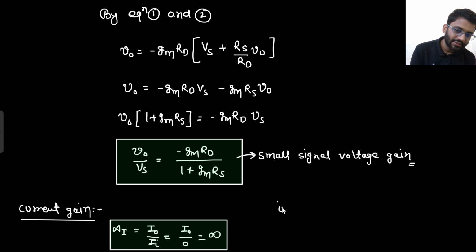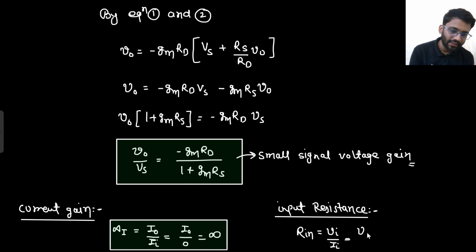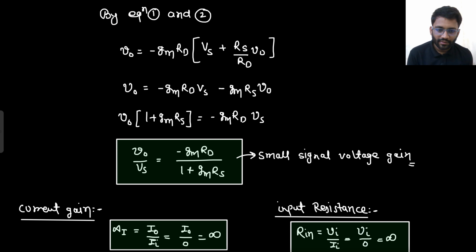What is the input resistance? Rin, input resistance. Input current is still zero. Whatever Vin is there, input current is again zero. Your Rin is still infinity. So your gain is reduced. It is reduced to minus Gm Rd upon 1 plus Gm Rs.